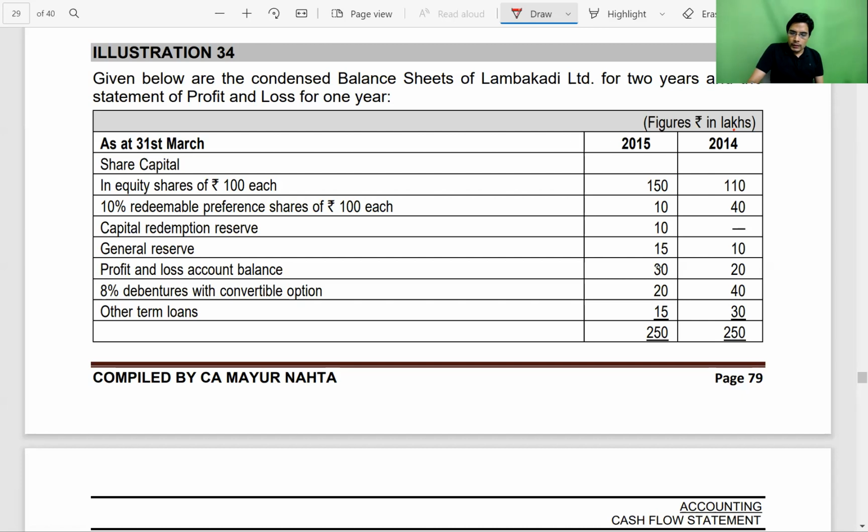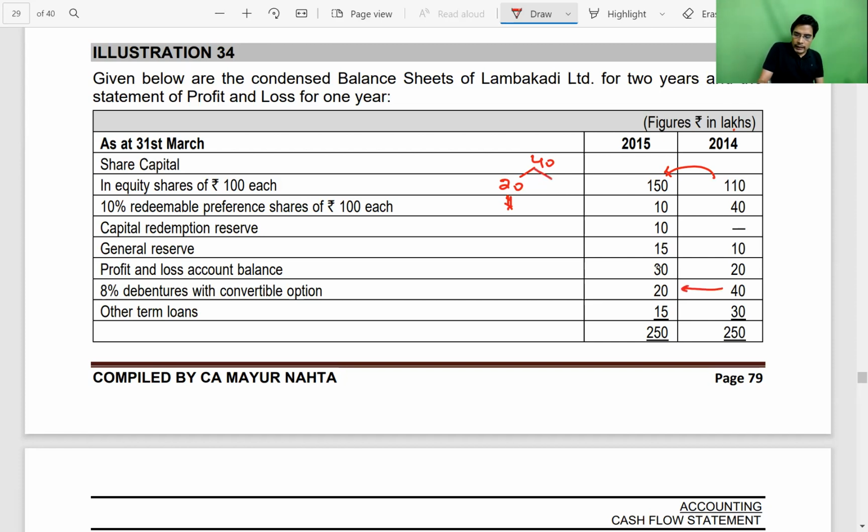The share capital from 110 has become 150. This means the entity has issued equity share capital of 40 lakhs during the year. But as we discussed earlier, out of 40 lakhs, 20 lakh rupees of equity shares were issued to repay the debenture holders, as we discussed in the starting part of the question discussion. So 20 lakhs of the equity shares were issued to redeem the debentures.